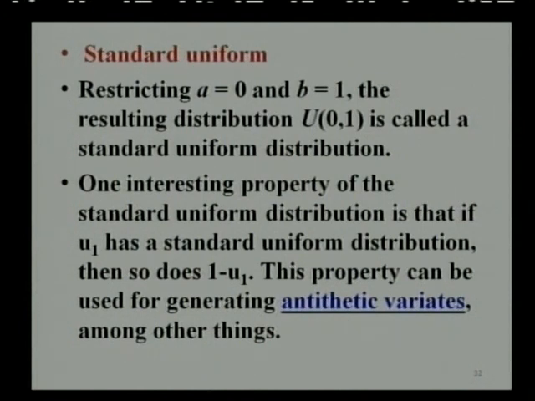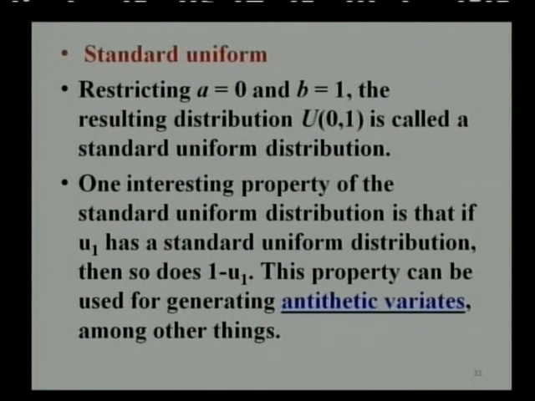Now we can derive the standard uniform distribution from the generalized uniform distribution, which is also known as the rectangular distribution, having the density f(x) equal to 1 upon b minus a. This distribution is also known as the rectangular distribution, and if you take different possible values for a and b, we can have the standard uniform distribution.